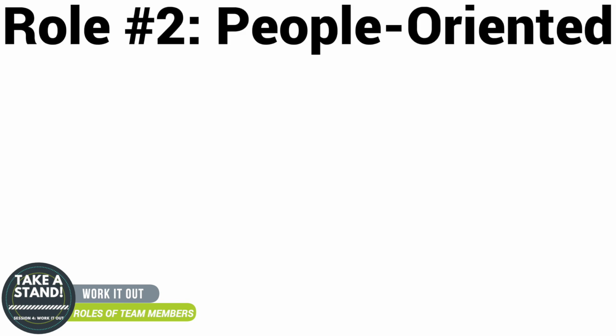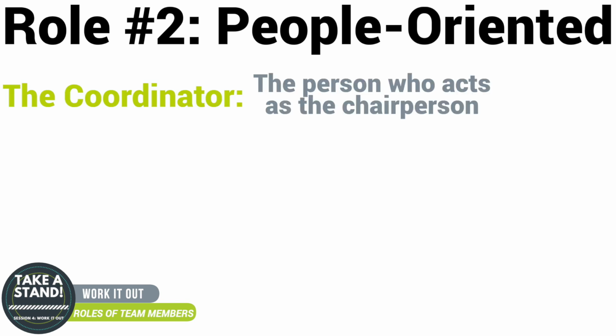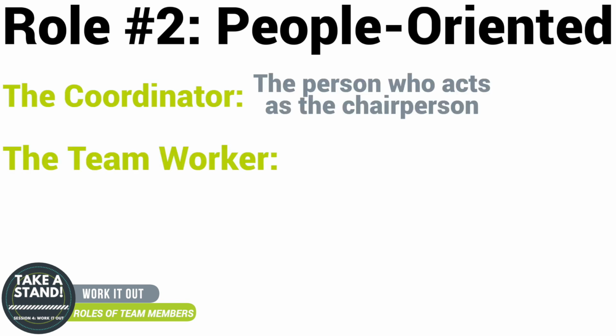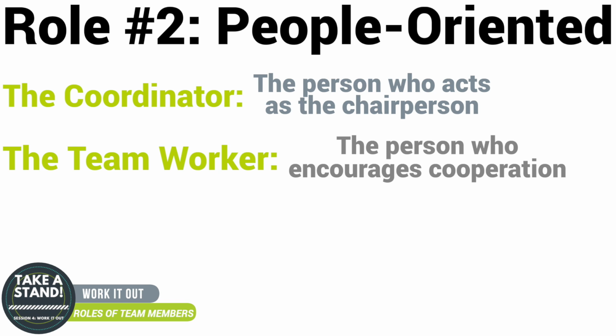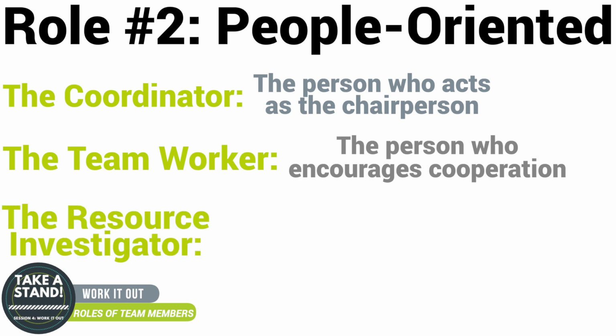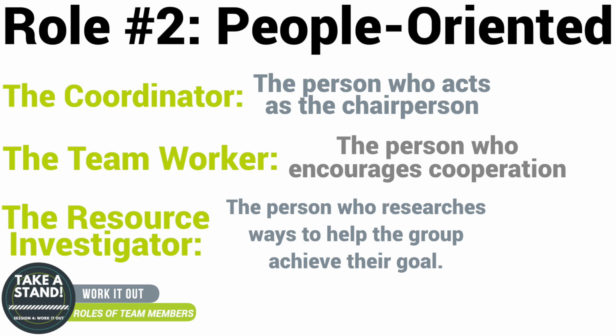All right, so moving on from that, we're gonna go on to people oriented role. And inside the people oriented bracket, we have the coordinator, who acts as the chairperson, the team worker who encourages cooperation. We also have the resource investigator, who is the person who researches ways to help the group achieve their goal. So think of this person as an individual who is a negotiator, an influencer, impactful, and resourceful.